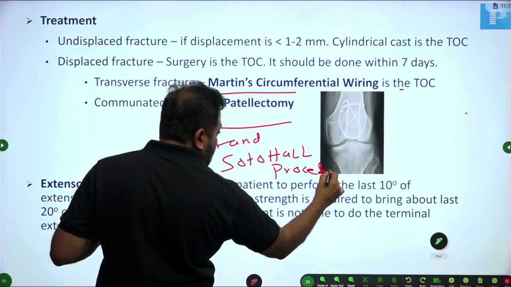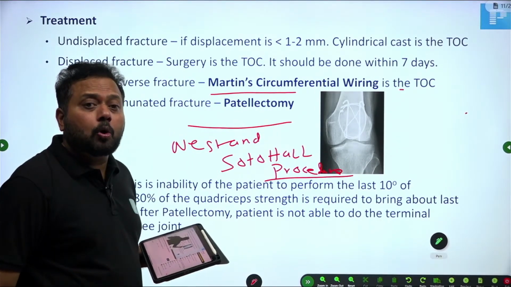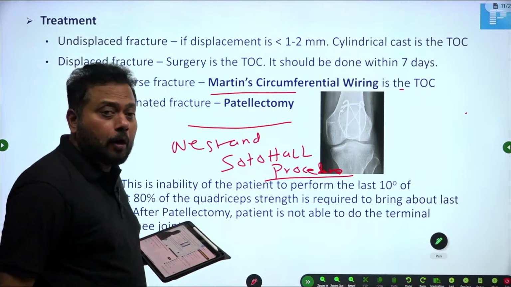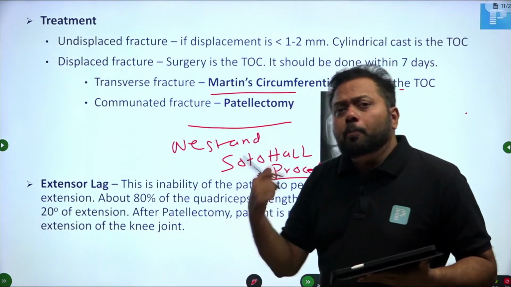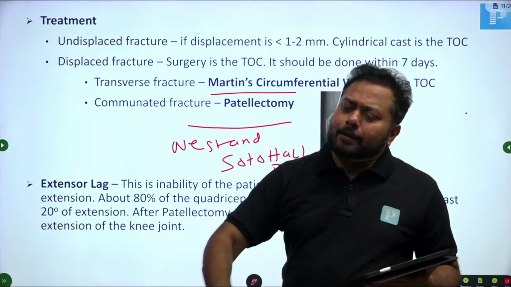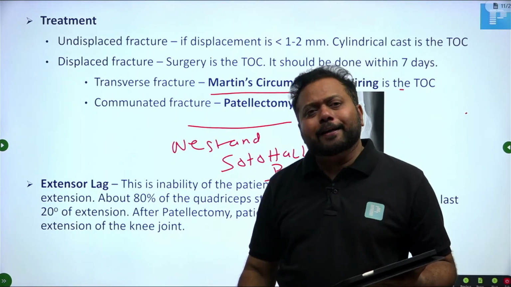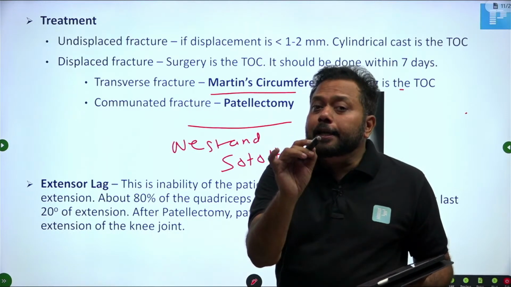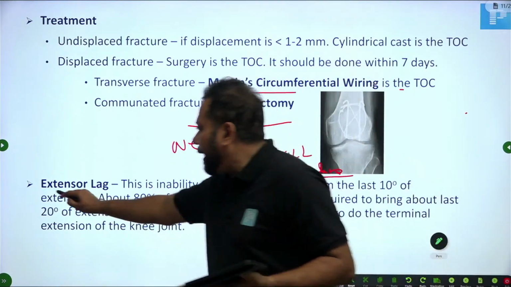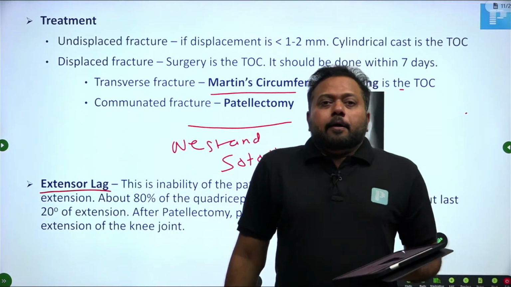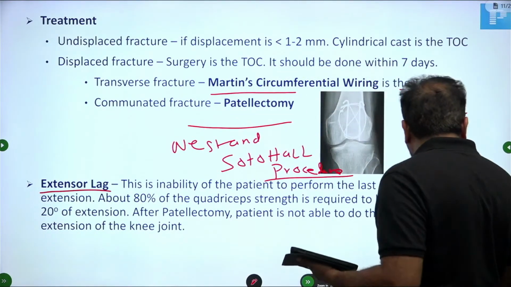So far, they have not asked what is the name of patellectomy. Patellectomy is called West and Soto Hall's procedure. That's the treatment for highly comminuted fracture patella. And I'm telling you, dear friends, when you do patellectomy, what will happen? Nothing will happen. The patient can walk and climb the stairs well, can climb down, can squat, everything he can do. Last 10 degree extension is not possible if patella is removed. That's called extensor lag. So the only side effect of patellectomy is extensor lag. Okay, good. We'll move on to the next question.